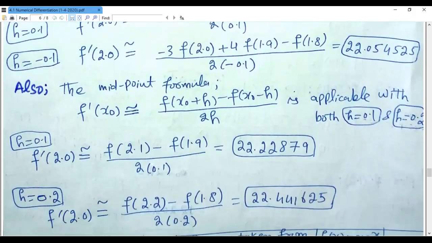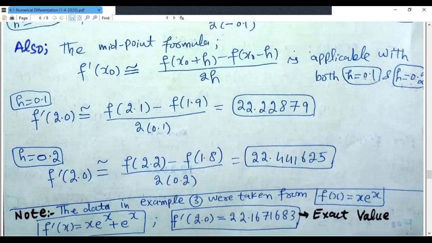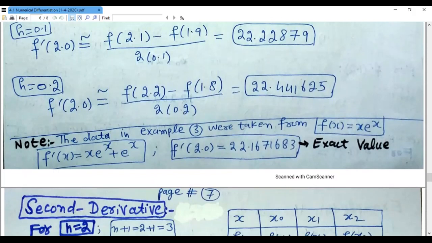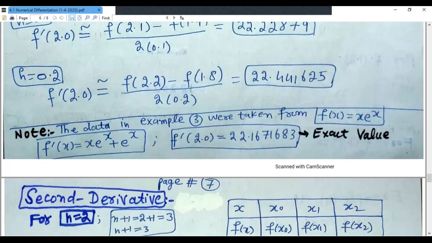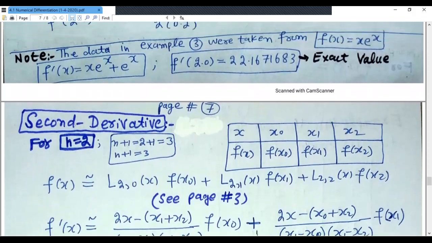Similarly, the midpoint formula is also applicable here with h equal to 0.1 and h equal to 0.2. Also note that the data of example 3 were taken from f of x equal to x e to the power x, and we know that its first derivative is x e power x plus e power x. We can find its exact value and compare with the numerical. All this was about the first derivative only.